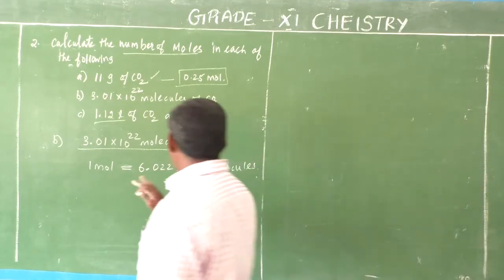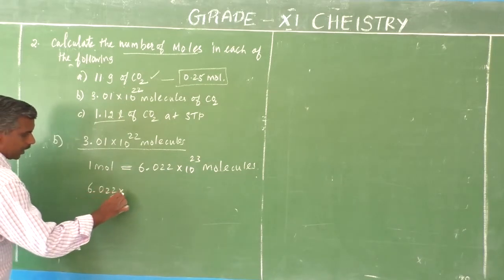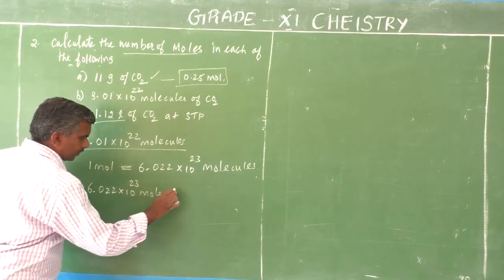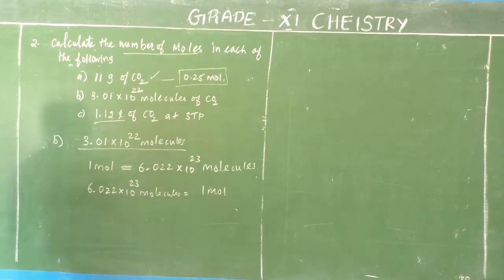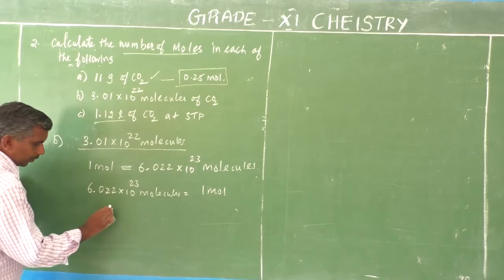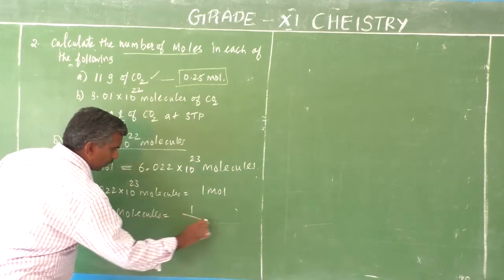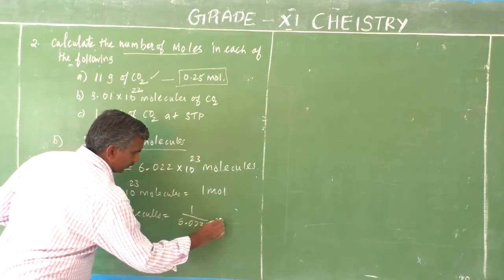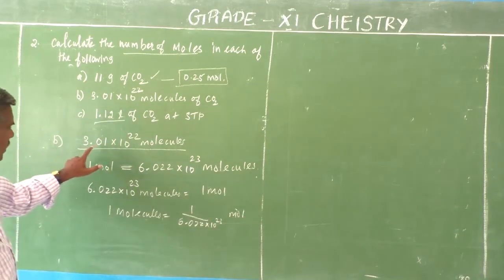If I exchange, that is the reverse side, right? 6.022 into 10 power 23 molecules is equal to 1 mole. I will write it in reverse. Now it is converted into a unit: 1 molecule is equal to 1 by Avogadro number of moles. That is a mole. But what is the question?